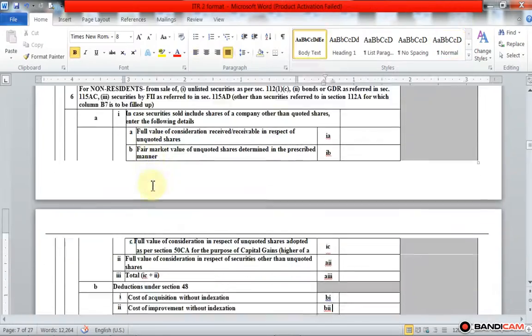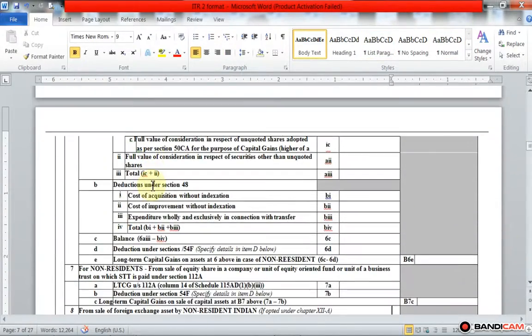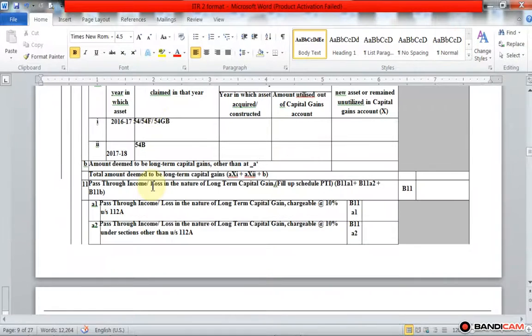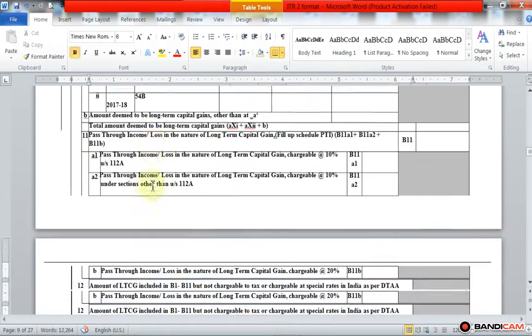Now here the next part is given. So there is no need to revise the long-term capital gain again, because the computation or filling of the information relating to long-term capital gain is the same as short-term capital gain.